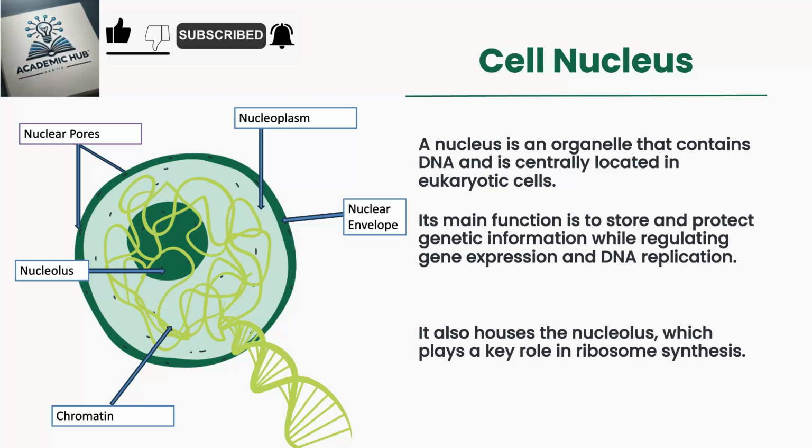Next is the nucleus and disease. When things go wrong. Since the nucleus is responsible for DNA storage and regulation, any damage or mutation can lead to serious diseases like genetic disorders. If a mutation occurs in the DNA inside the nucleus, it can cause genetic disorders. For example, sickle cell anemia results from a single mutation in the hemoglobin gene, affecting red blood cells' ability to carry oxygen.